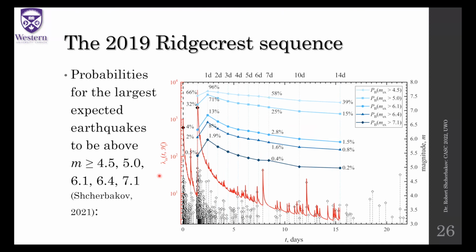And here is the application of that method through the whole sequence. I'm illustrating how those probabilities were computed during the evolution of the sequence. The light blue curve illustrates the probability of having extreme earthquakes above magnitude 4.5 during the evolution of the sequence. Of course, the probability is really large, very close to the occurrence of the large events, but then it decays in time. If we consider really large events, say magnitude 7.1, those probabilities are typically very small. Before the occurrence of that large 7.1 event, the probability was 0.5%. Then it increased after the occurrence of the large event, and then it starts decaying further in time as the sequence evolves.